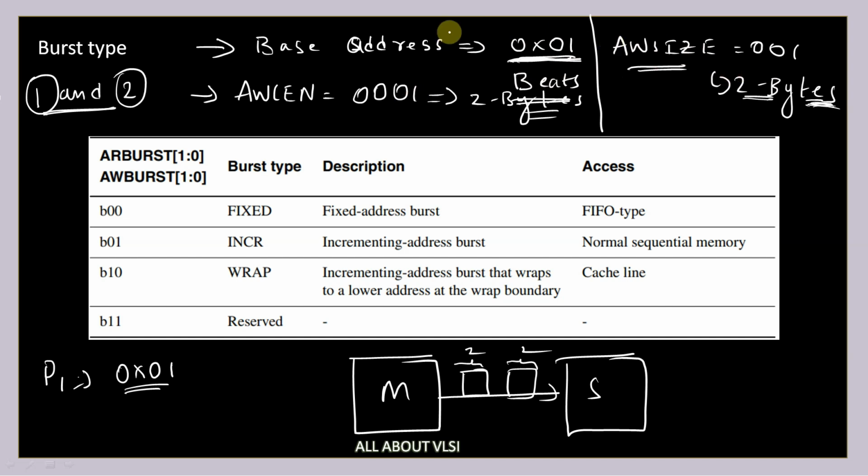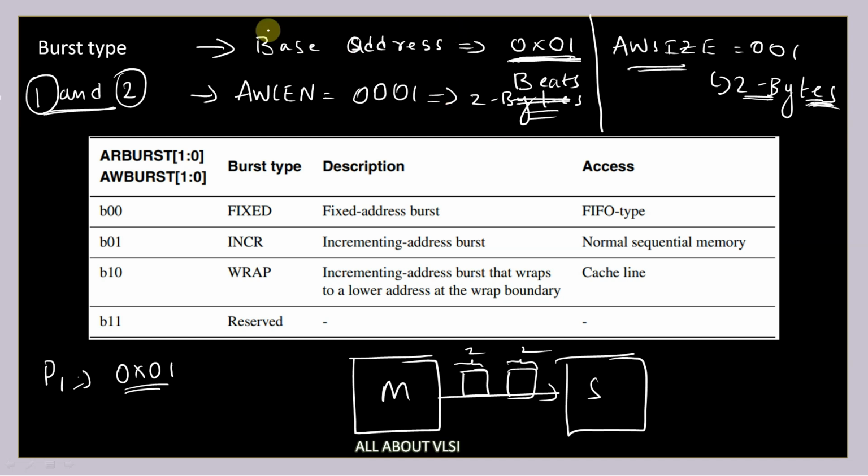Okay, now for now, we are only going to consider aligned addresses. In future videos, I am going to explain what we mean by unaligned addresses and how we are going to deal with them. But for now, we are only going to deal with aligned addresses, right?